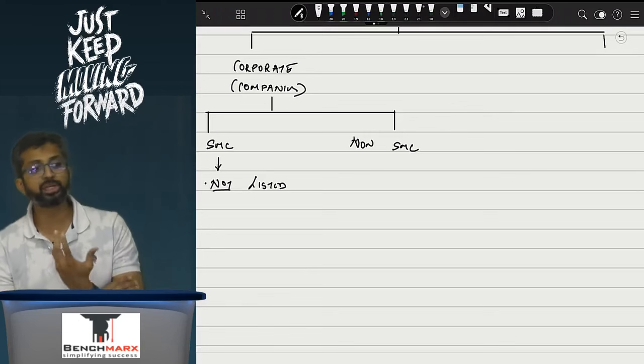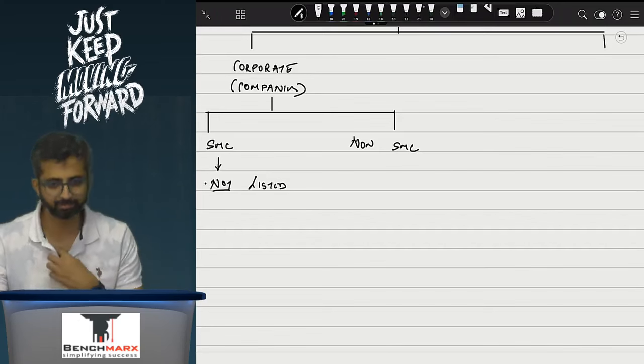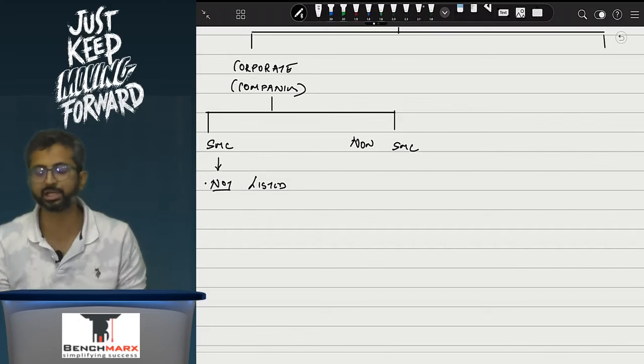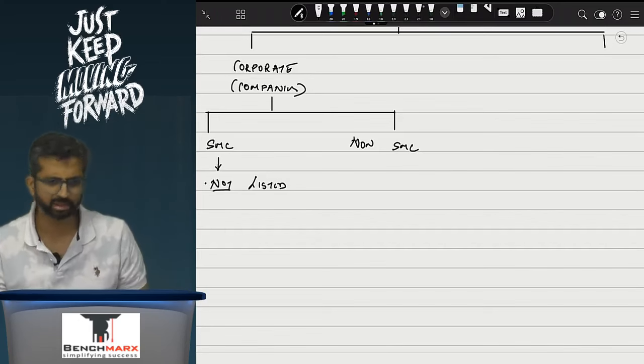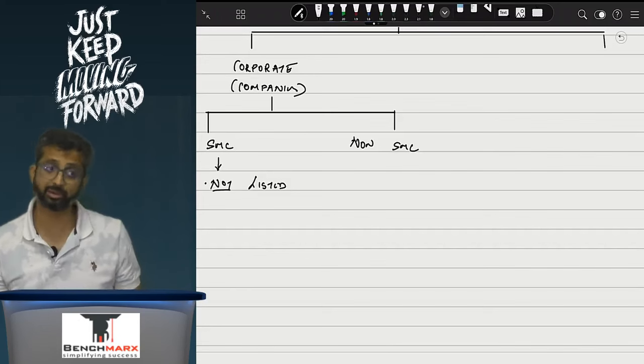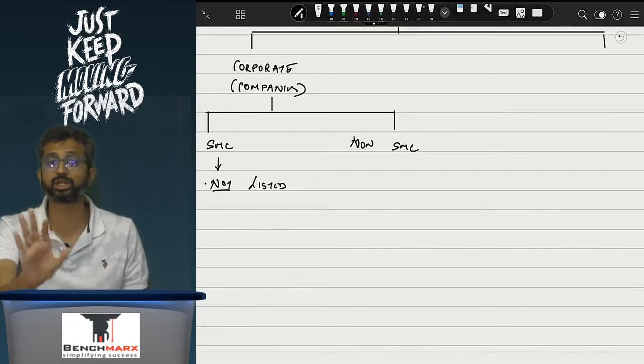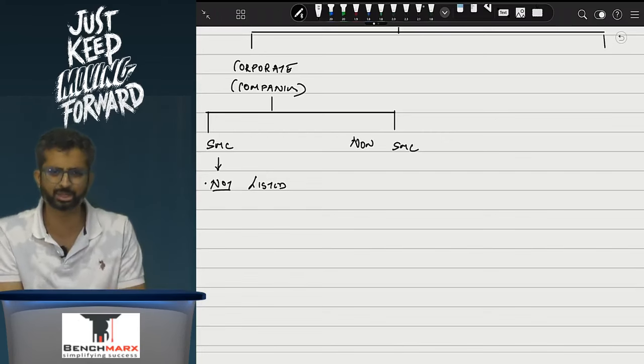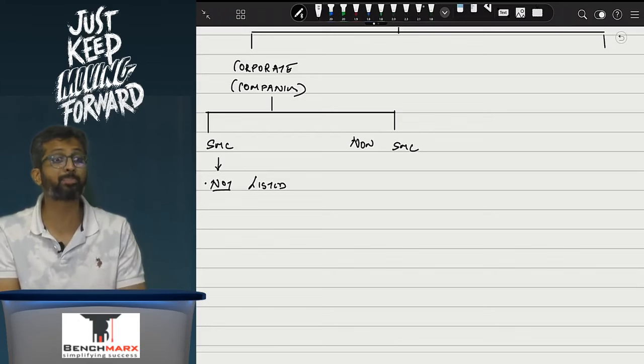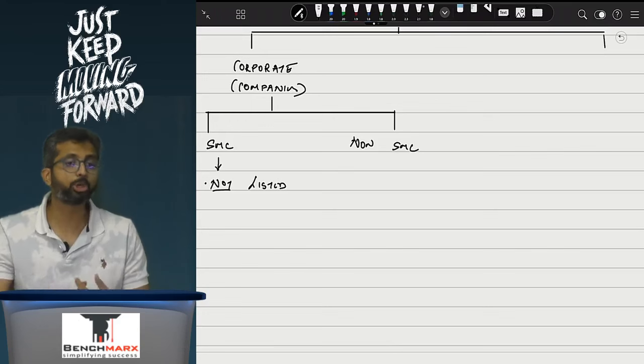But can Swiggy possibly be? As we speak today, at a later date it will be listed, but as we speak today, is Swiggy listed? No. So can Swiggy be an SMC? Possibly. First of all, for you to be an SMC, your security should not be listed. Now, do you understand listing? Stock exchanges like BSE, NSE. It should not be listed, or it should not be in the process of listing. Swiggy is actually in the process of listing. So that won't work. What do you mean by process of listing?